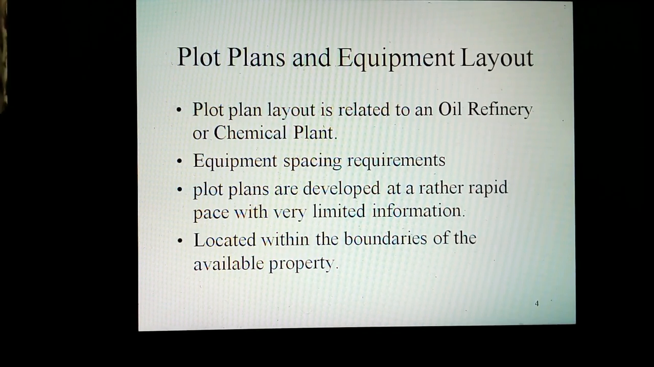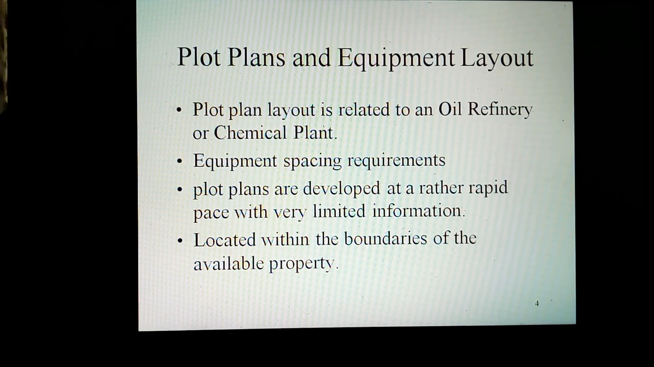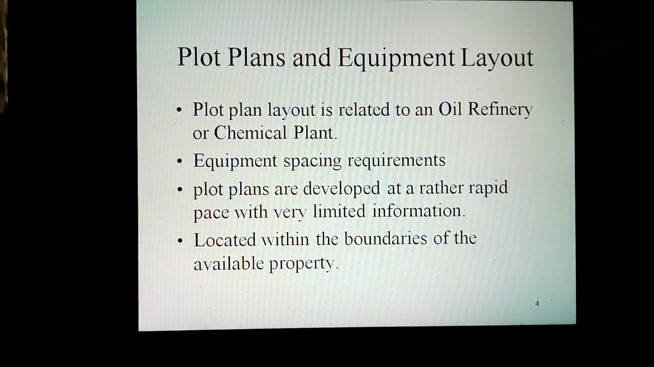Consideration of plot plan layout is related to an oil refinery or chemical plant. However, the majority of process plants require a plot plan with somewhat less stringent and less complicated arrangements. Equipment spacing requirements will vary with the type of plant and location. It is the responsibility of the piping engineer. The best placement of equipment leads to good piping layout.